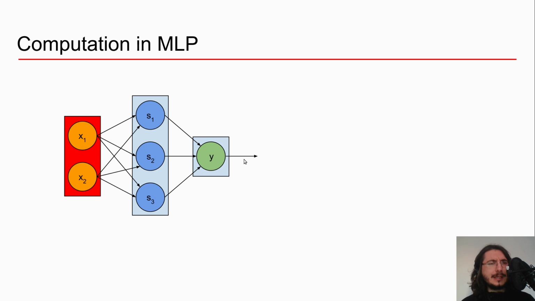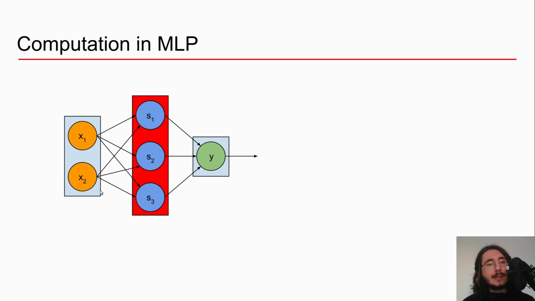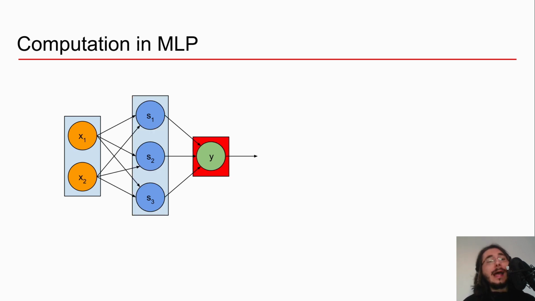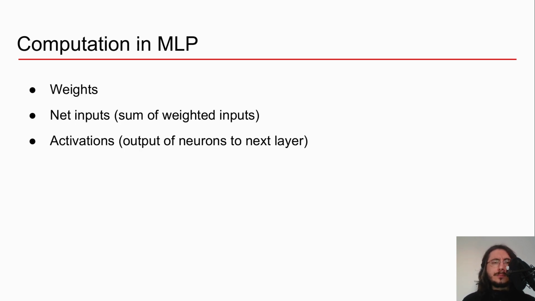So let's take a look at the computation in the multi-layer perceptron. As we said, information gets in through the input layer, gets fed into the network, then it travels all the way through the hidden layers. Here we have only one. If we have multiple, then it travels through all of the different hidden layers one by one, and then it gets out through the output layer. So we have this left to right information processing.